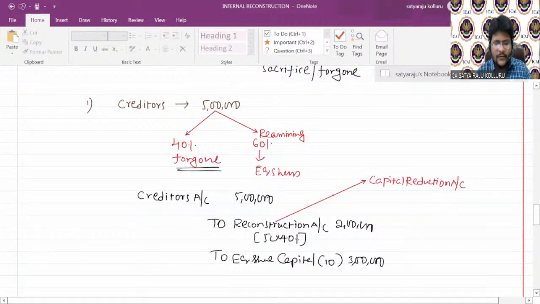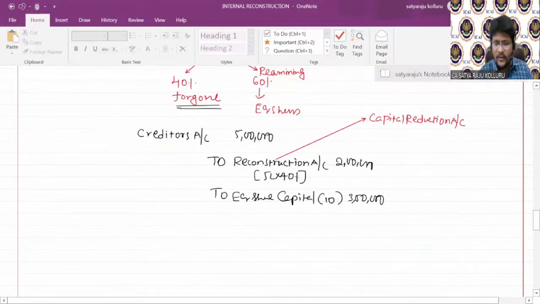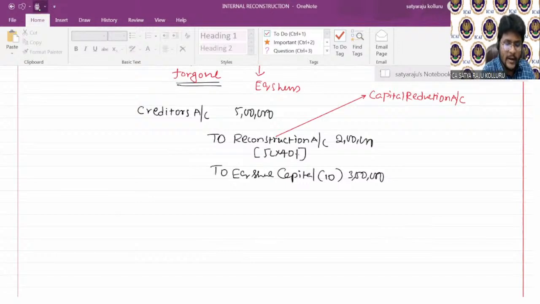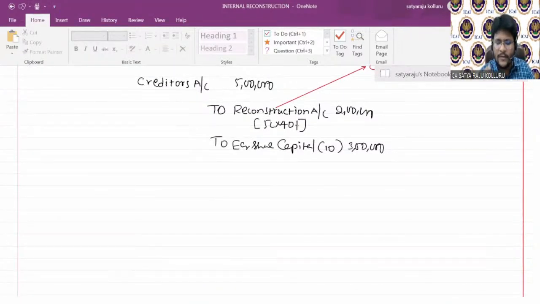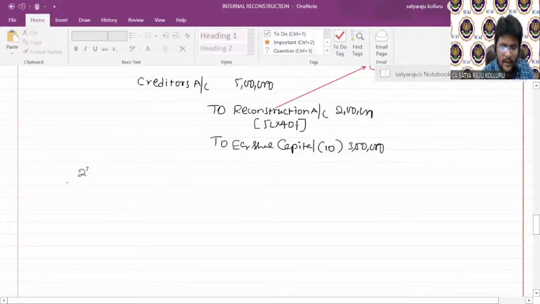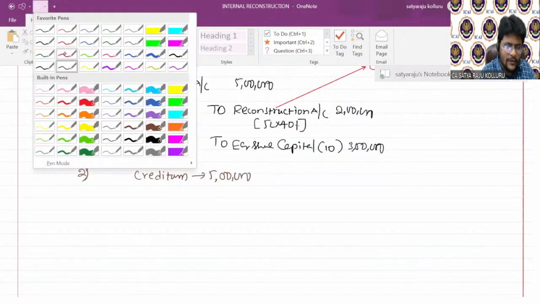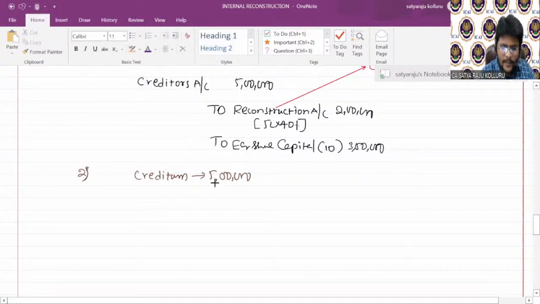Okay. Next, I'll give another scenario. Throughout this chapter, we are dealing mainly with compromise or arrangement agreements only. Second scenario, concentrate, guys. The same creditors balance exists, which is 5 lakhs. Now, what is the situation? The situation is creditors are ready to forgo 40%.